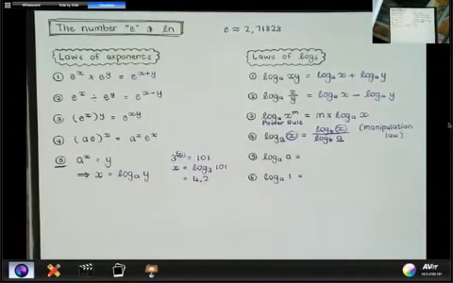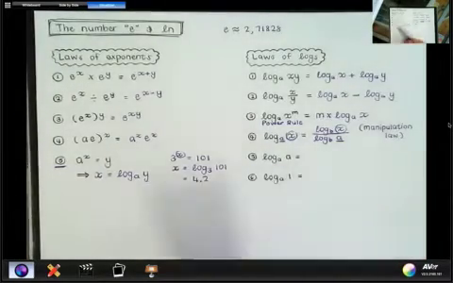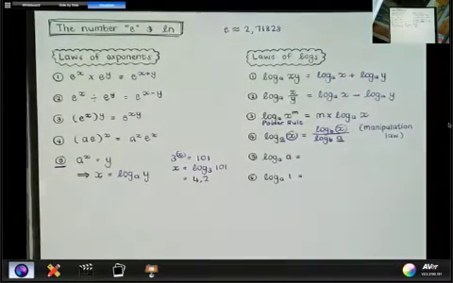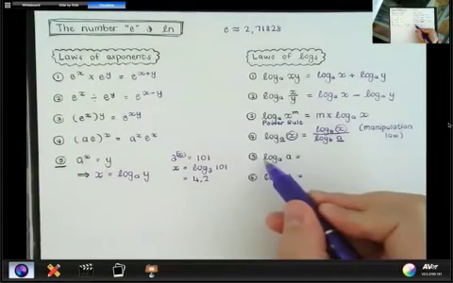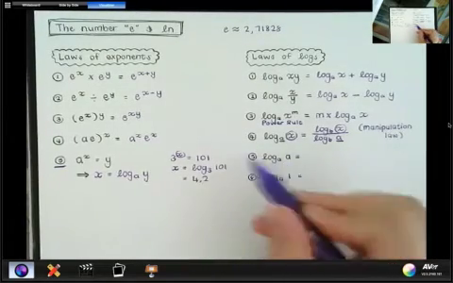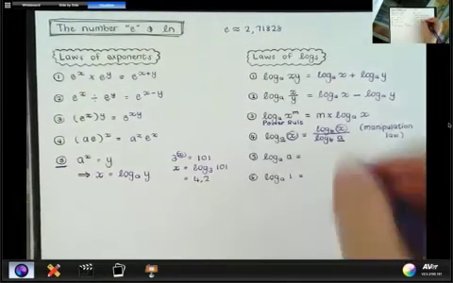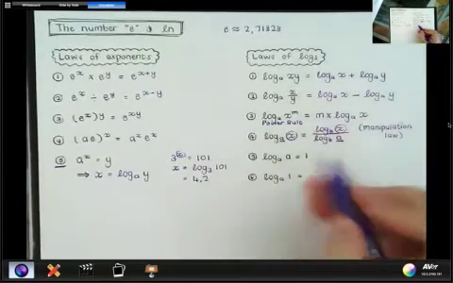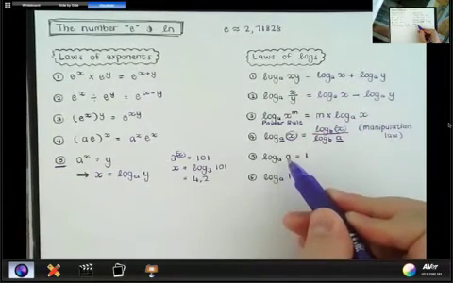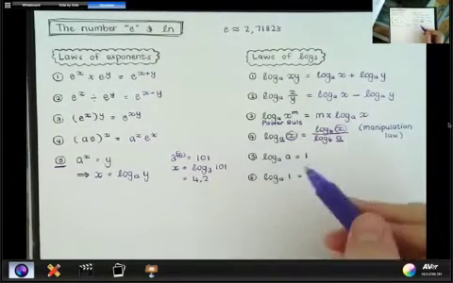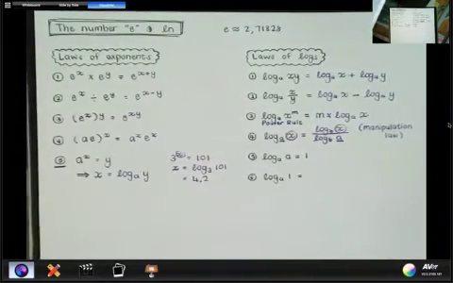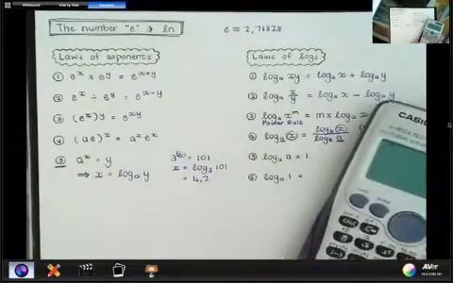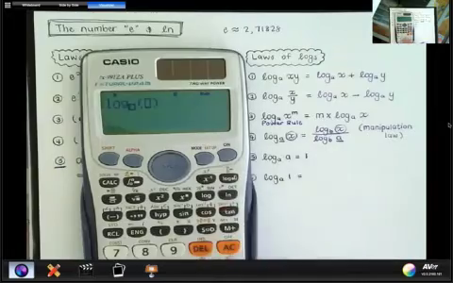Right. These next two ones are not really laws. They actually come from things that happen when you have exponents, but the log base a of a is always equal to 1. So whenever you have the same base and number following the base, the answer when you simplify it will be 1. So I can just show you a couple examples here on the calculator. If we have log base 2 of 2, our answer is 1. Log base 7 of 7, the answer is 1.